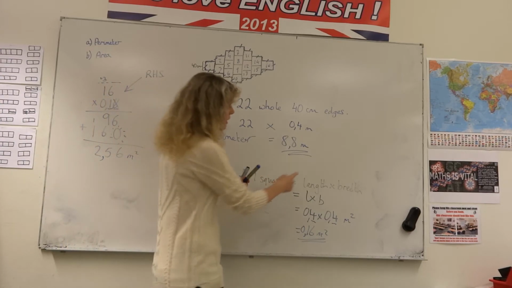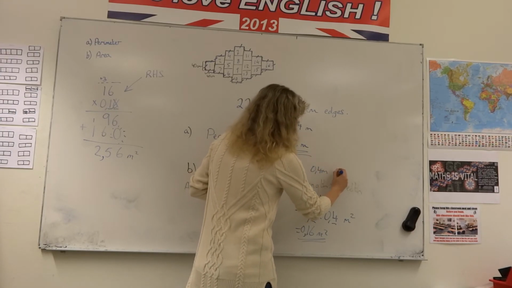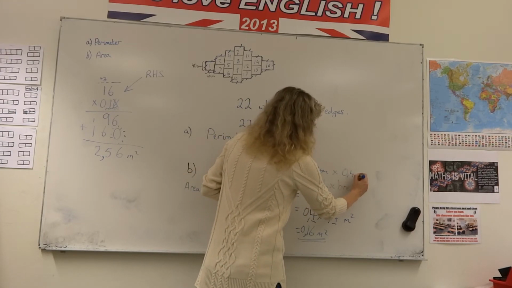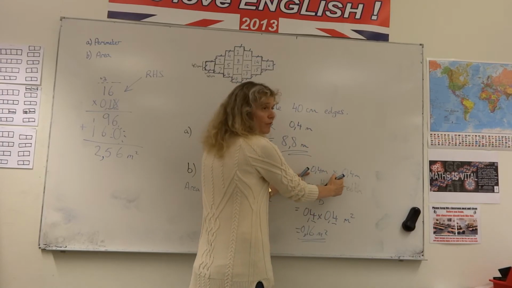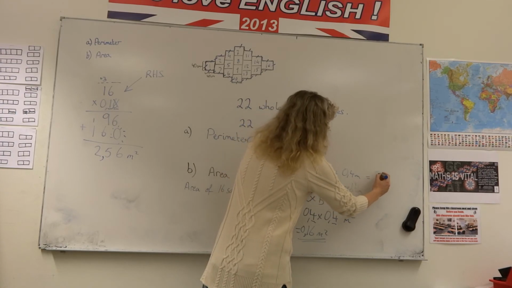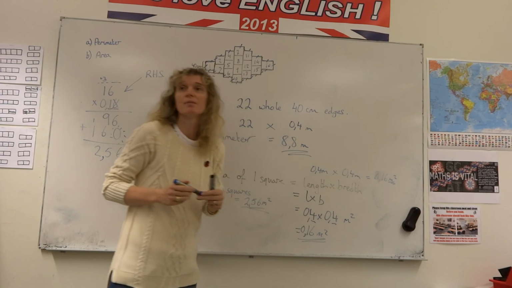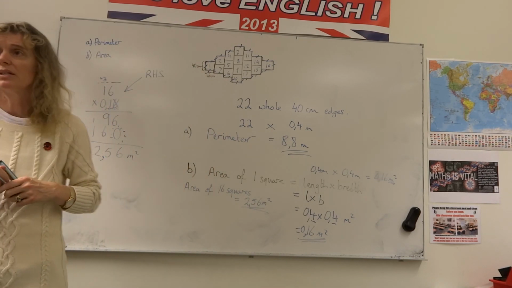Why? Because this length was 0.4 meters, and this length was 0.4 meters too. We have 0.4 times 0.4, which is 0.16, but we also have meter times meter, which is meters squared. There's 2 lots of meters multiplied by each other. That's what meters squared means.